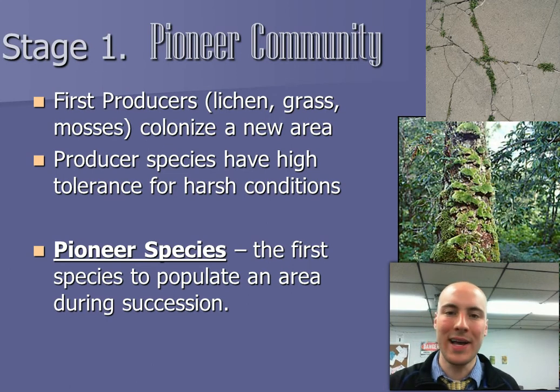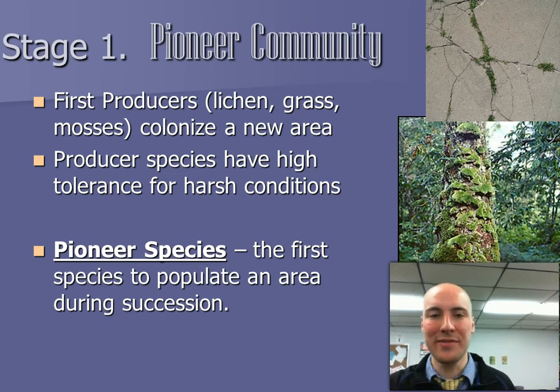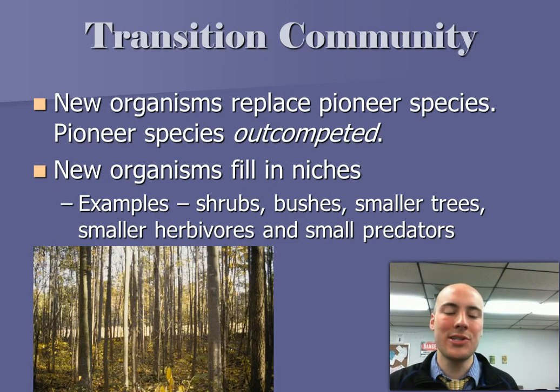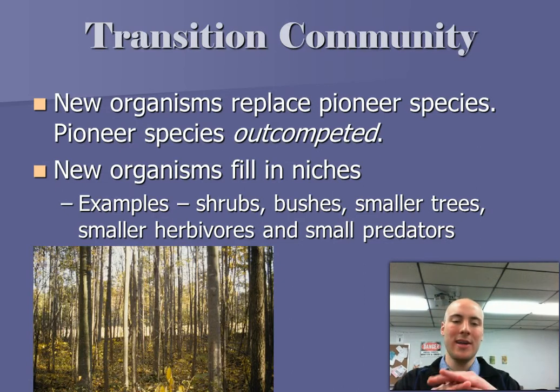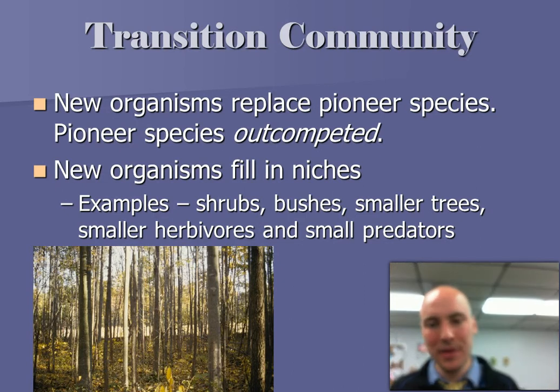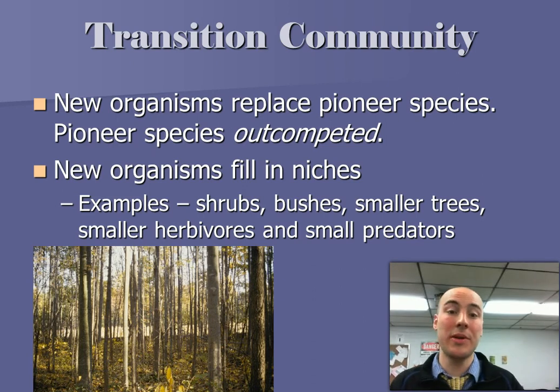So those first species to populate an area, by the way, are always plants or producers. You never have a blank island and have a bird just go there and live, because there's no nutrition for them. So anyway, pioneer species are the first species to populate the area during succession. Then what you start getting are transitional communities, and this is when you finally have some nutrients built up and you start to see new organisms that replace the pioneer species.